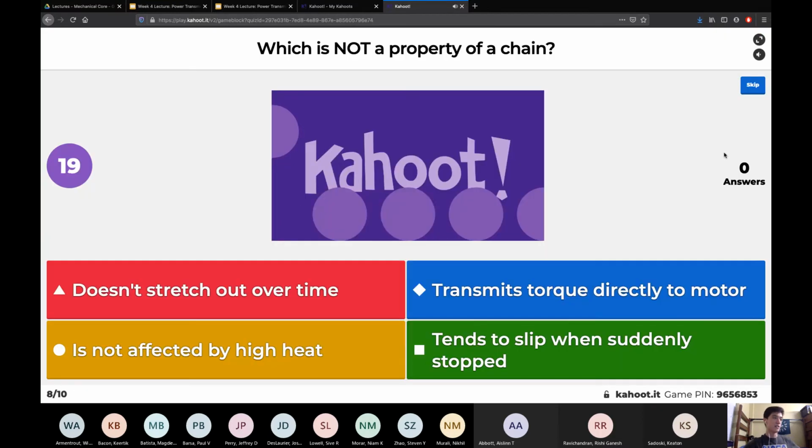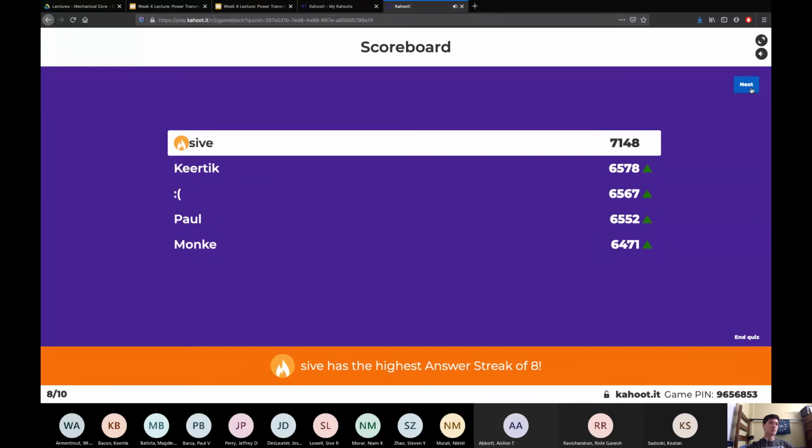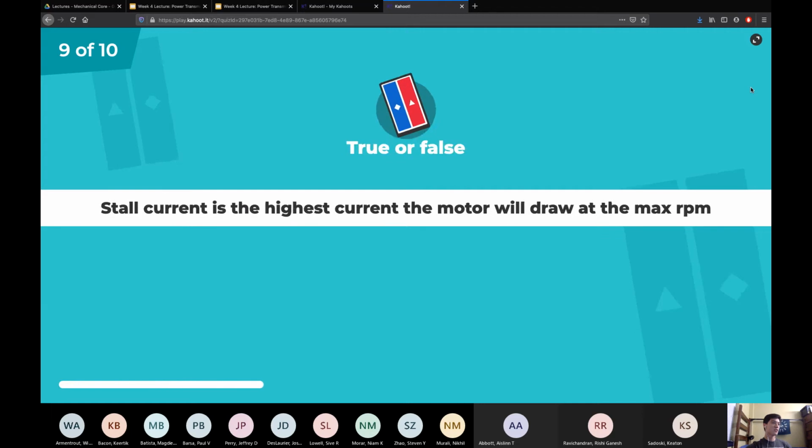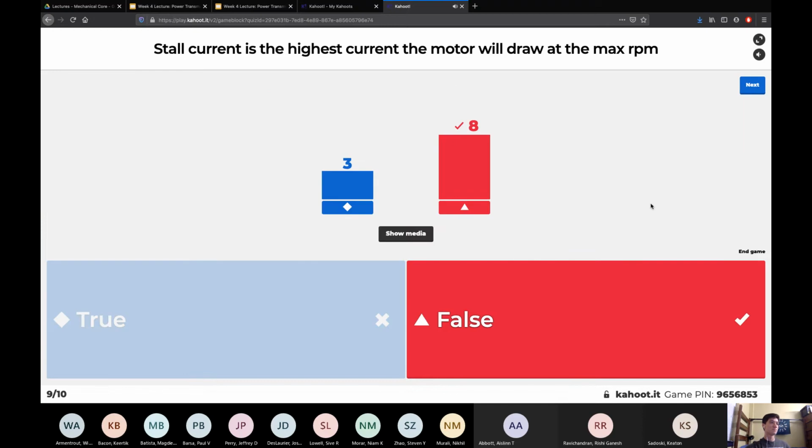All right, what is not a property of a chain? All right. Again, like what is it? Timing belts, because they don't slip, if one end stopped, it would transmit the torque right back to the motor, which is bad. All right. Oh, frowny face coming back. Stall current is the highest current the motor will draw at the max RPM. So stall current would be the current when the motor's not running at all.